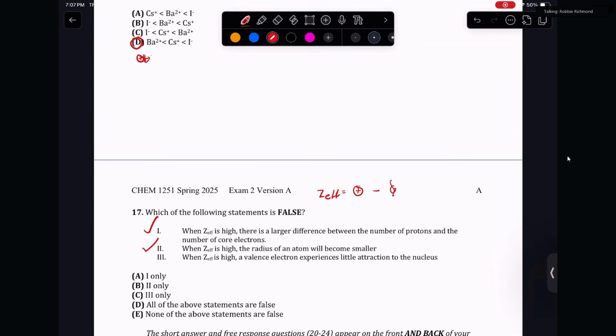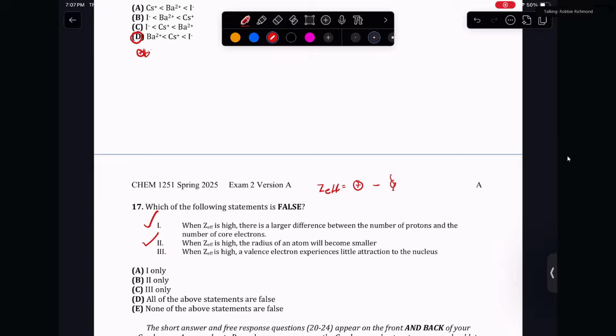Statement number 3. When effective nuclear charge is high, the valence electron experiences little attraction to the nucleus. That is not true. Effective nuclear charge gives a quantifiable amount of how strong the nucleus is and how it's affecting the attraction of the valence electrons. So if effective nuclear charge is high, it's pretty effective at pulling those electrons toward the nucleus and they feel the attraction. So I would say statement 3 is the only one that's false.